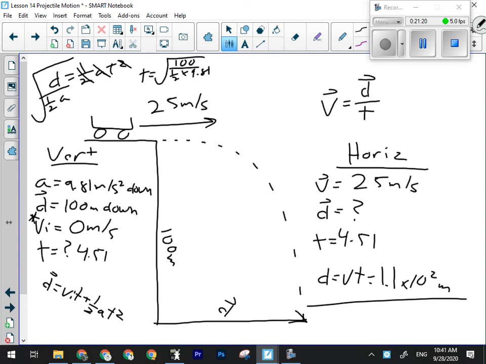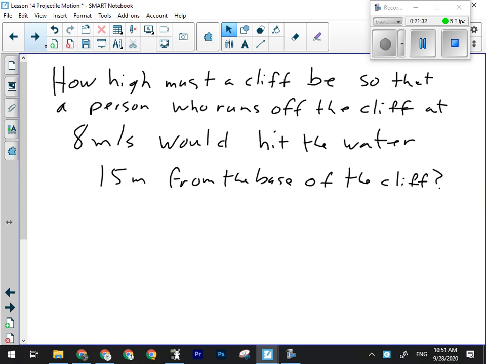Then let's have a look at what this looks like. Try this one. On the last one, I gave you the height of the cliff. This time they're telling you to calculate the height of the cliff, and they're giving you slightly different information. We want to figure out how high a cliff has to be so that a person who runs off the cliff at 8 meters per second would hit the water 15 meters from the base of the cliff. I'll give you a few minutes to get it drawn out and figure out what your givens are, and then we'll have a look at it.